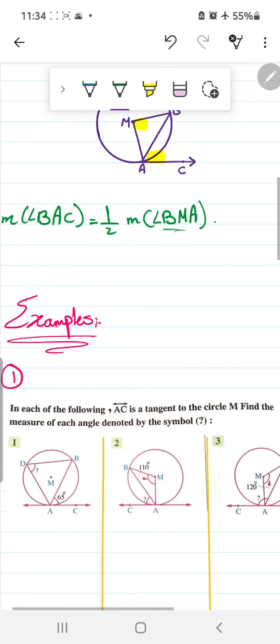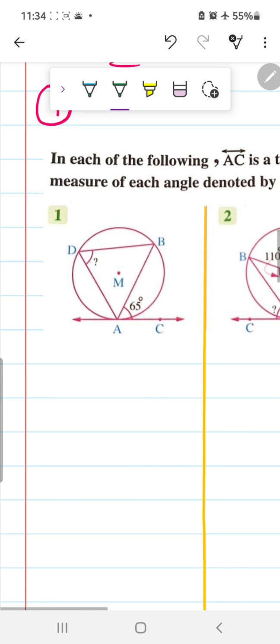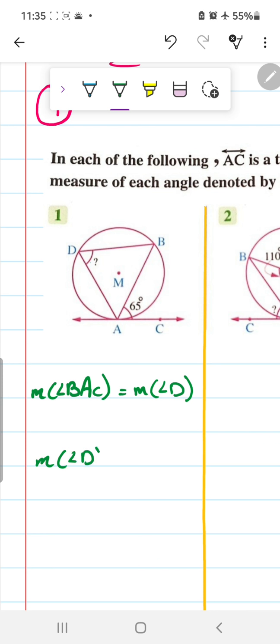We have some examples. Number one, here number one is complete, without proof. We want to get the measure which is denoted by question mark. Okay, the first one, we have here BAC 65 and we want to get measure of angle D. It's very easy. Measure of angle BAC equals measure of angle D, why? Inscribed and tangency angles subtended by the same arc, which is AB. So measure of angle D equals also 65.